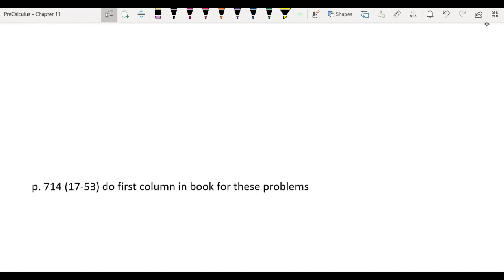So I want you to do page 714, 17 through 53. Do the first column. There's usually two or three columns. You're just doing all the problems in the first column. Does that make sense? You're not doing odds or evens. You're taking that first column and just doing those. Sound good? Okay.